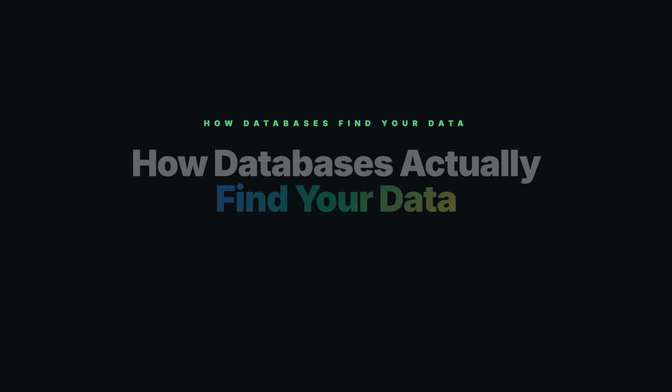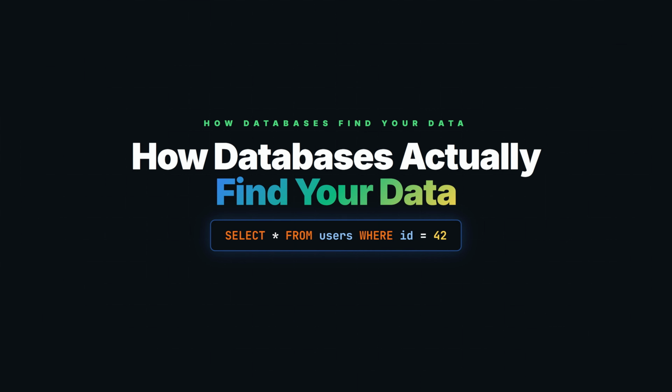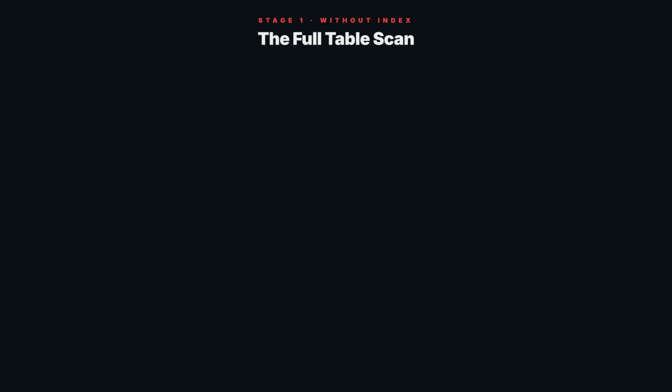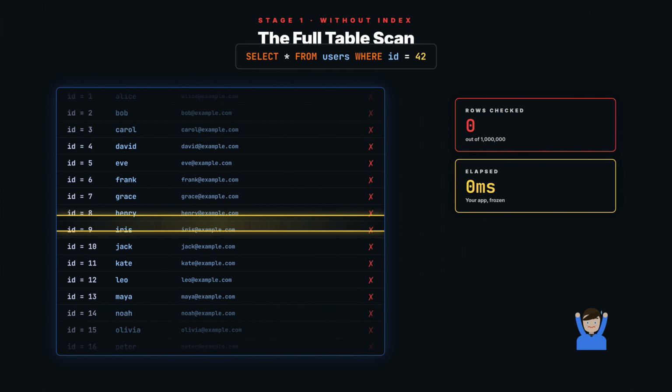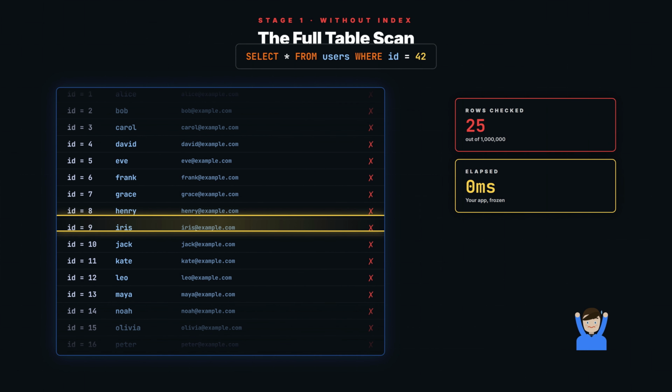Write a SQL query. Select star from users where ID equals 42. Looks simple, right? But behind that one line, the database has to make a decision. Where is user 42? Out of millions of rows, how does it find the right one? The answer determines whether your query takes 1 millisecond or 500. Today I am showing you exactly how databases find your data and why senior developers care so much about indexes.